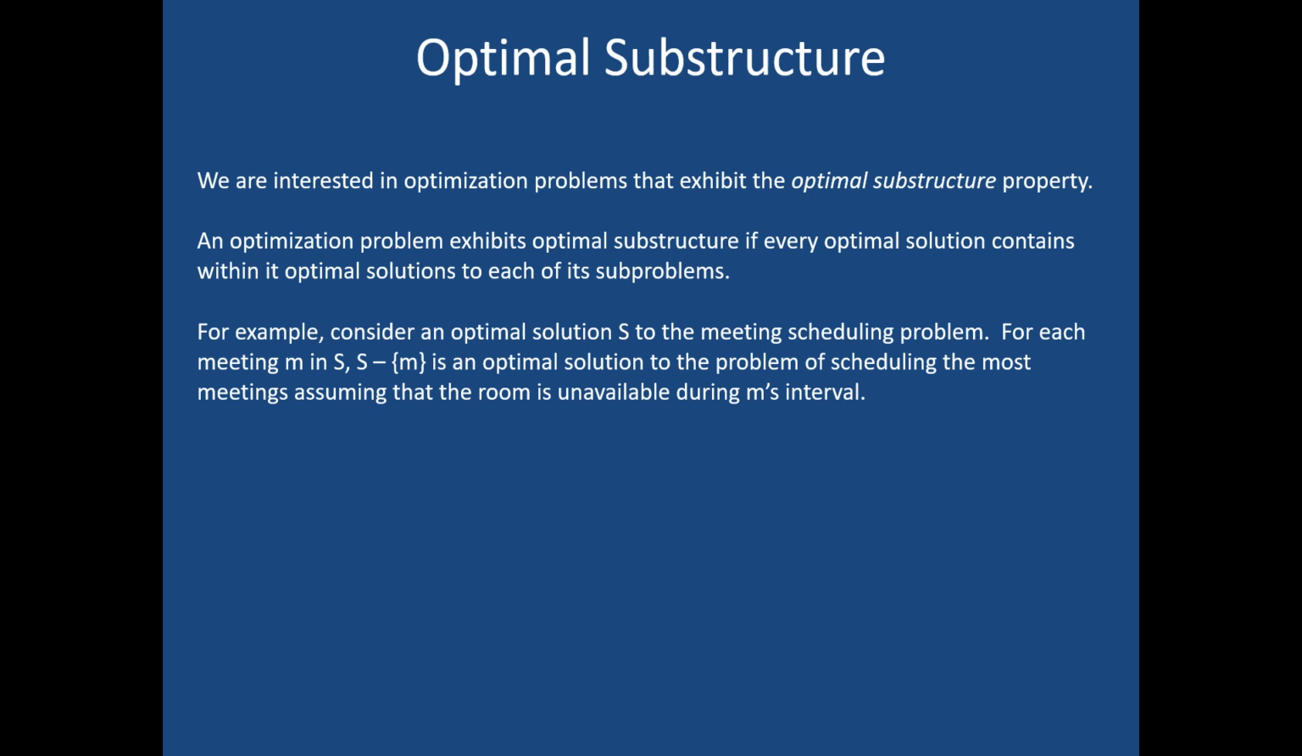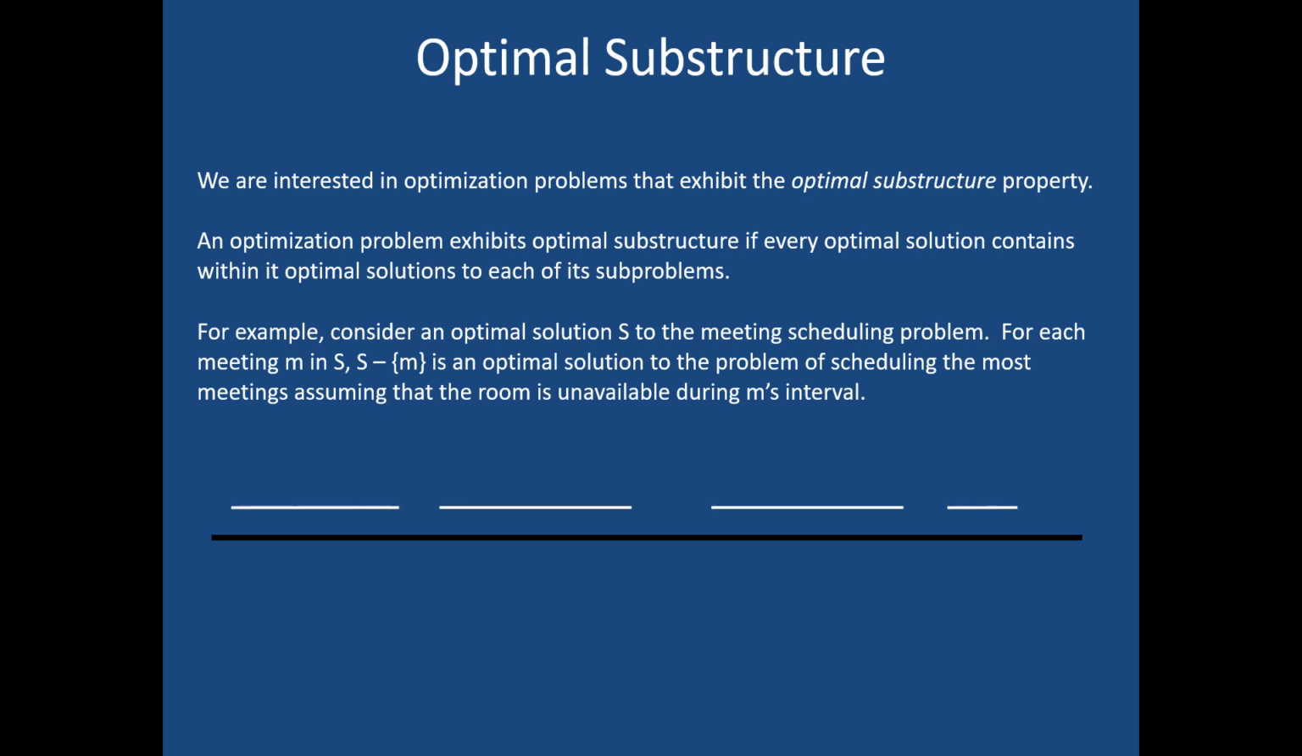We are going to be interested for the next while in optimization problems that exhibit the optimal substructure property. The definition is: an optimization problem exhibits optimal substructure if every possible solution contains within it optimal solutions to each of its subproblems. Now, that's a mouthful, and let me explain what I mean.